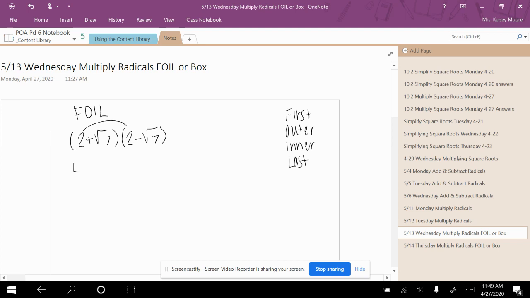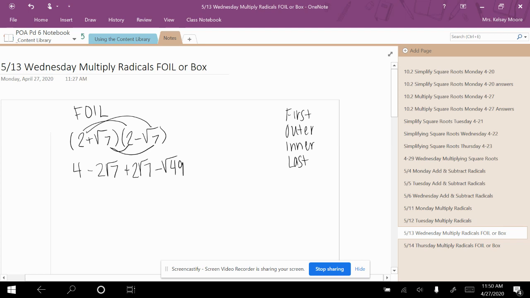2 times 2 is 4. Outer. 2 times negative square root of 7. You can't multiply those together because they are not like terms, so you just put them together. Then inner would get 2 square root of 7. And last, square root of 7 times square root of 7 is square root of 49.